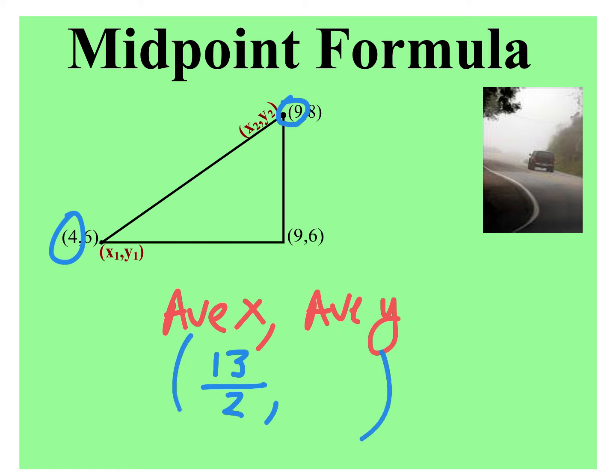That is technically 6.5, I think, right? Yeah. And then the average y is adding together the 8 and the 6, and that makes 14, and divide by 2, and that's easier. It's 7. So 6.5 comma 7 would be the midpoint. That would be right here. 6.5 comma 7. Average the x's, average the y's.